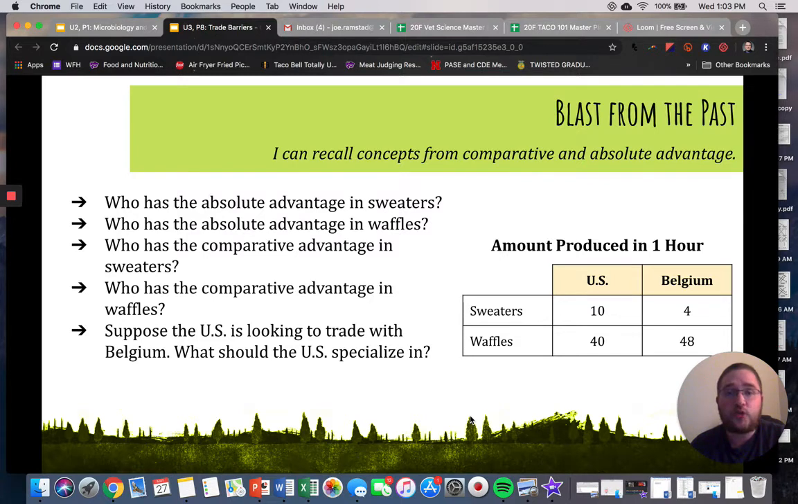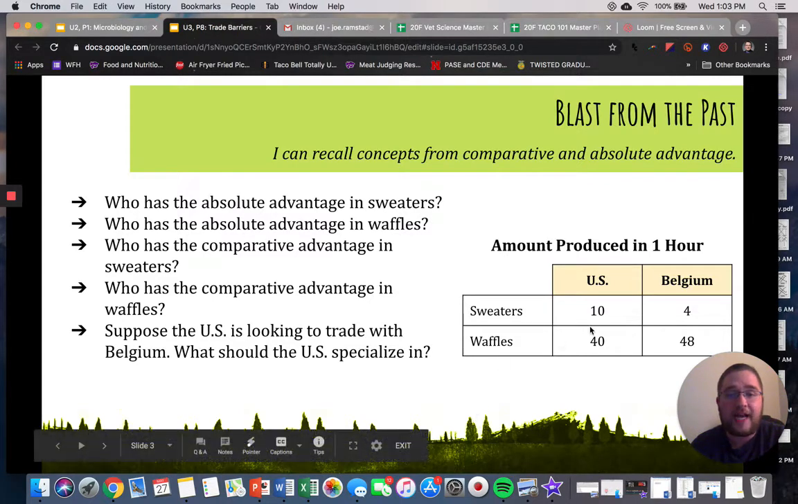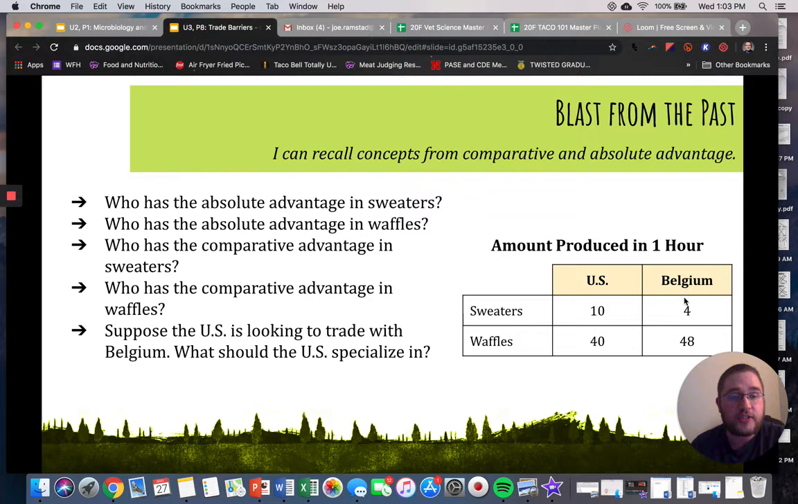So absolute advantage in sweaters, if we look at the data table, we see that the US produces 10 sweaters in 1 hour, and Belgium only produces 4 sweaters in an hour, okay? So now we know that the US has the absolute advantage in producing sweaters simply because they're producing 10 sweaters in 1 hour instead of Belgium's 4. Okay. On the flip side, the absolute advantage in waffles, the US produces 40 waffles in an hour, and the country of Belgium produces 48. Okay. So we know that Belgium has the absolute advantage in waffles because they're producing more.